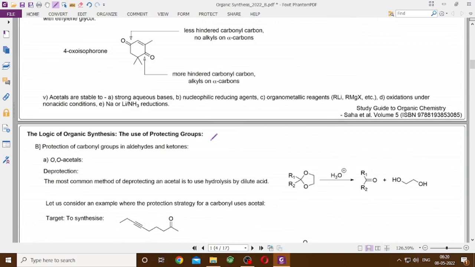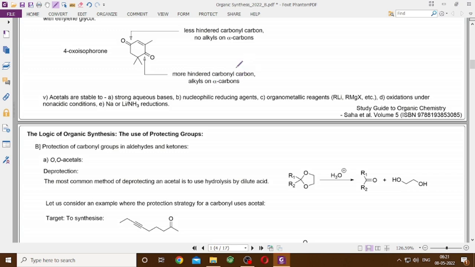Acetals are generally very stable to even very strong aqueous bases. So if base is present, the alpha hydrogen abstraction that was happening is relatively difficult here because the carbonyl is no longer there, and the acetal is stable in base.